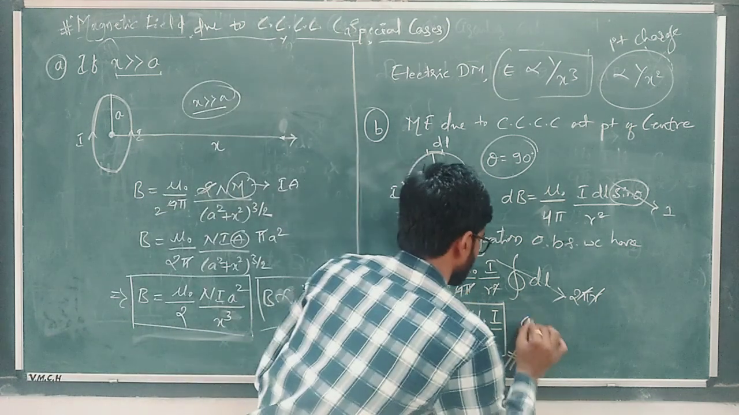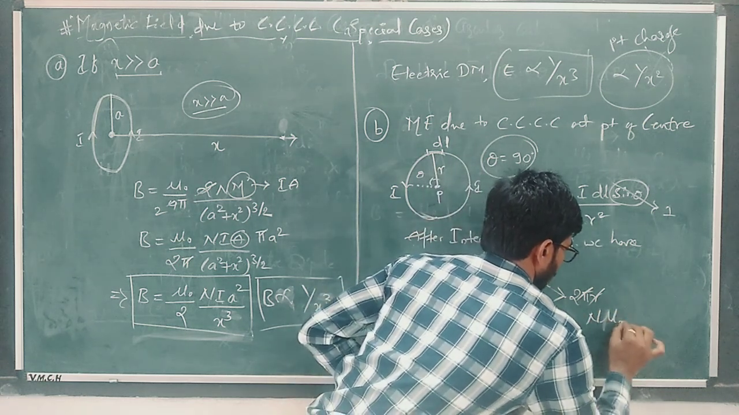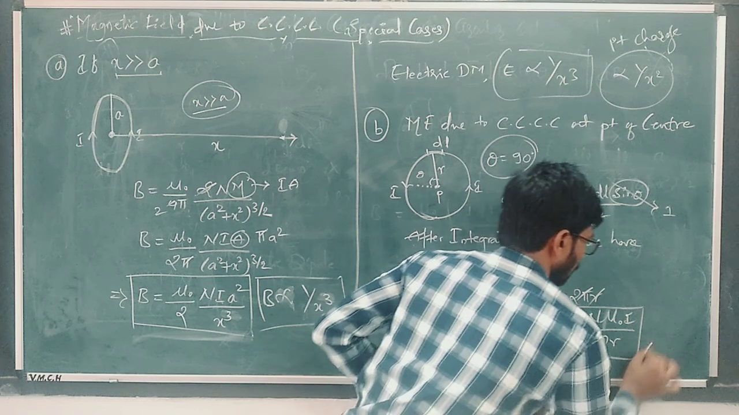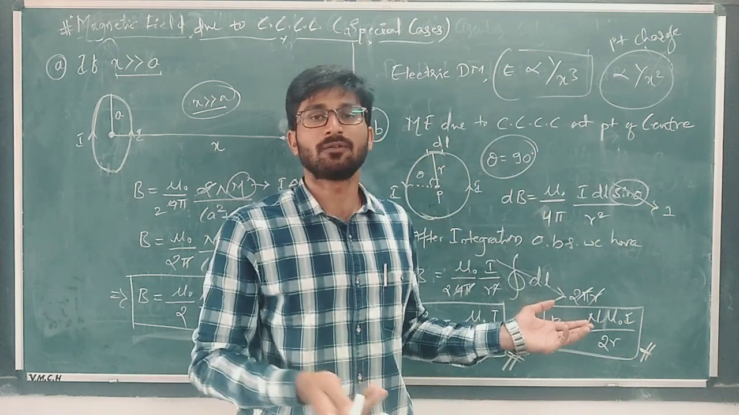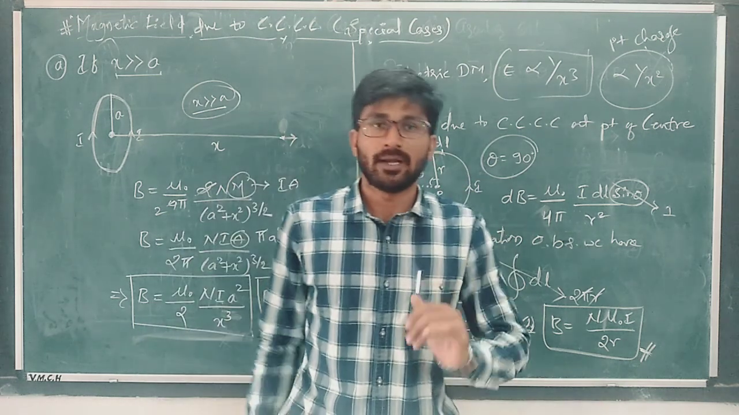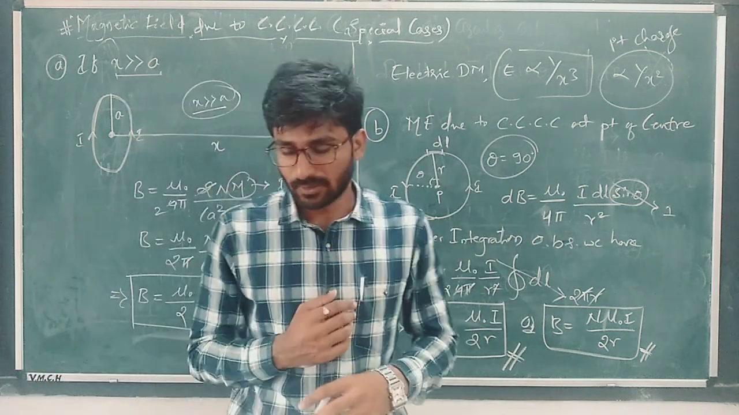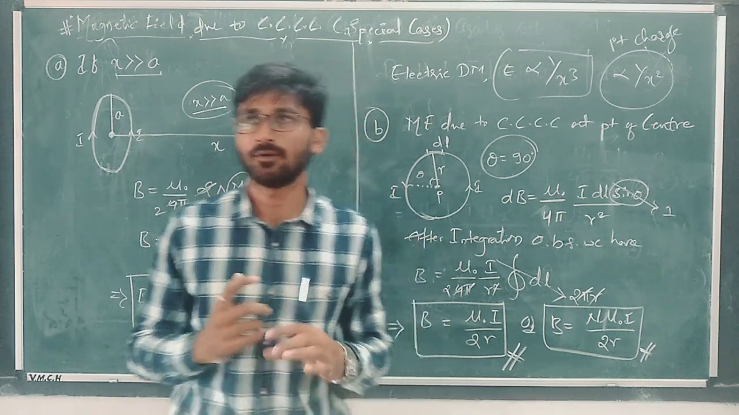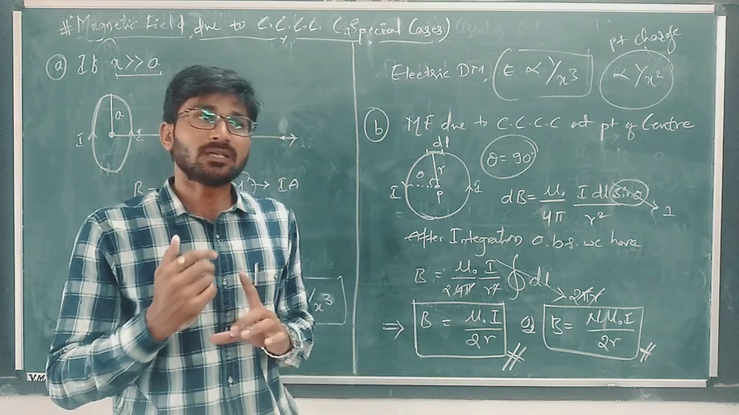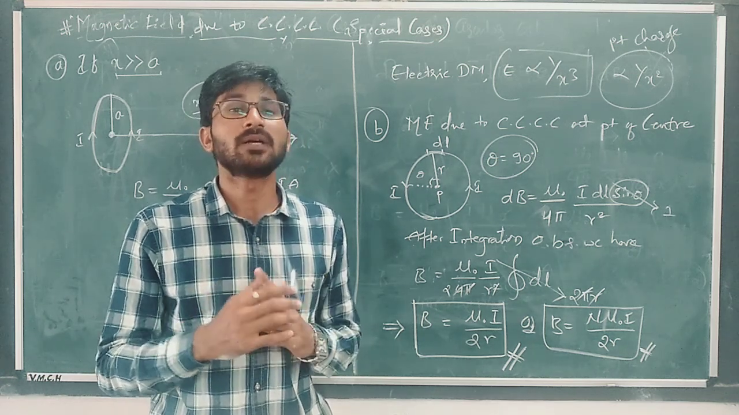You may write it like this also, no problem, B is equal to n mu naught I by 2r. Here n indicates the number of turns of this circular coil. That's it. This is the special case for this concept. In a similar way, I will consider another case: in this circular coil, is the magnetic field uniform or not uniform? We need to understand that concept.